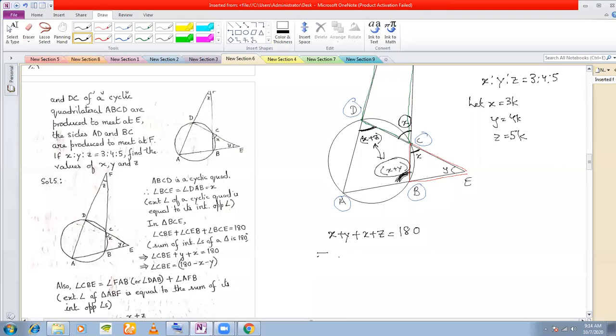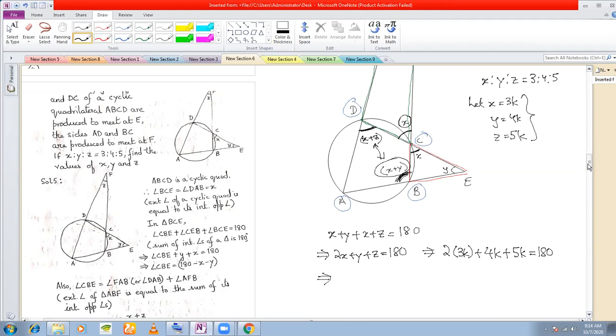That means 2x plus y plus z must be equal to 180. Now you put the values. You have taken x is equal to 3k, y is equal to 4k, z is equal to 5k. You put x is equal to 3k, y is equal to 4k, and z is equal to 5k, 180. So now from here you can solve for k.